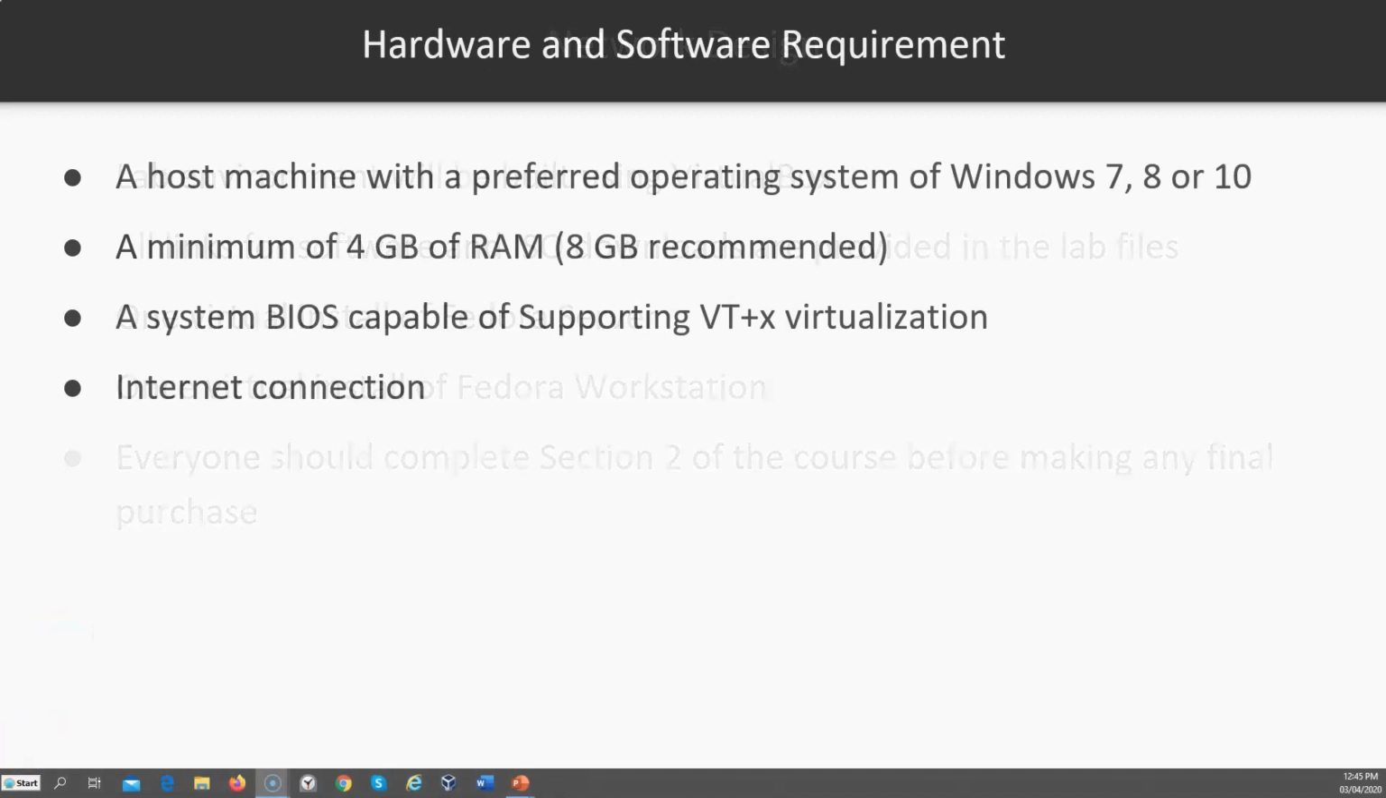To be successful in this course, a student will need a host machine with a preferred operating system of either Windows 7, 8, or 10, or a Mac machine, or a Linux machine. The student should have at least 4 GB of RAM, but 8 GB is recommended. You also need a system BIOS capable of supporting VT-x virtualization, which is up inside of the system settings. You'll also need a good internet connection.